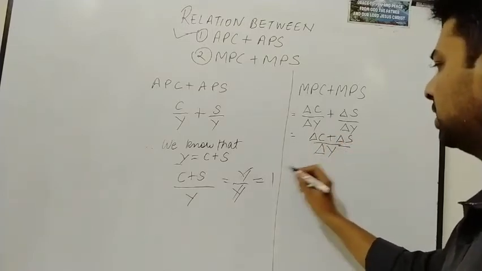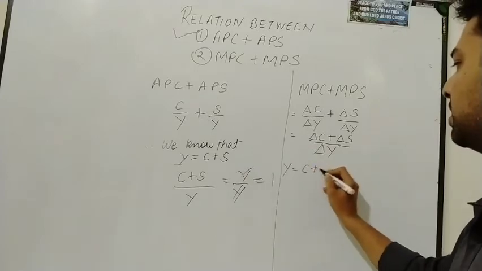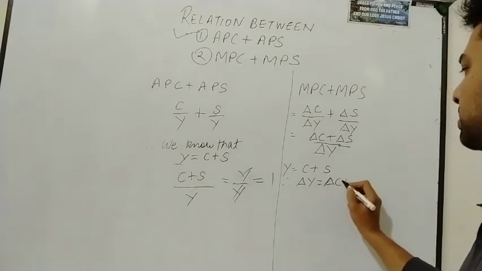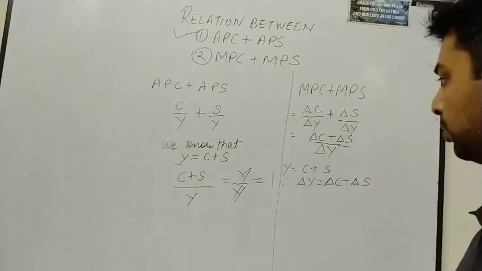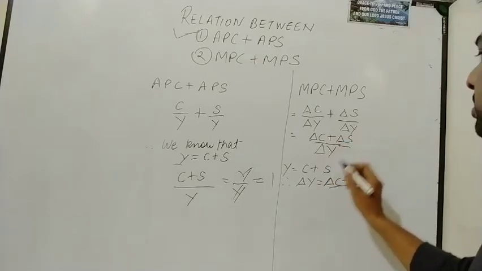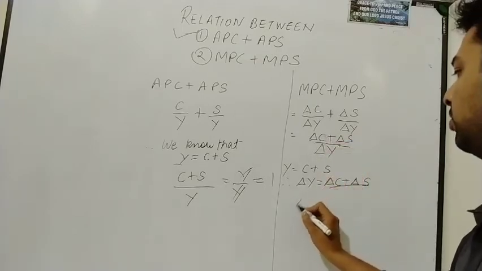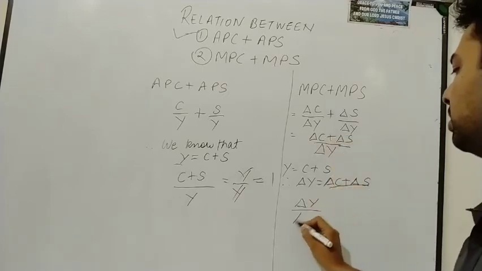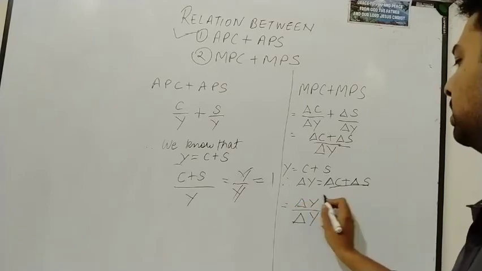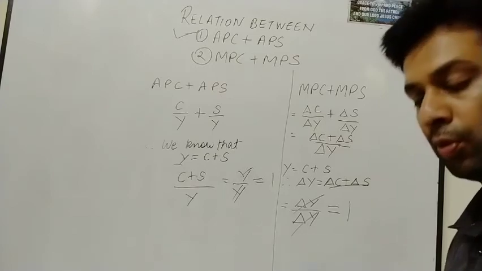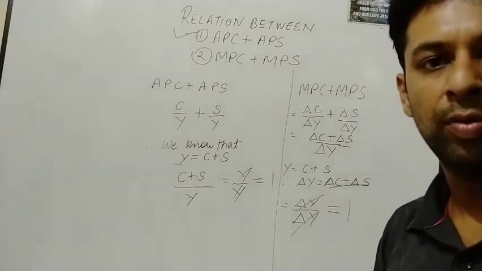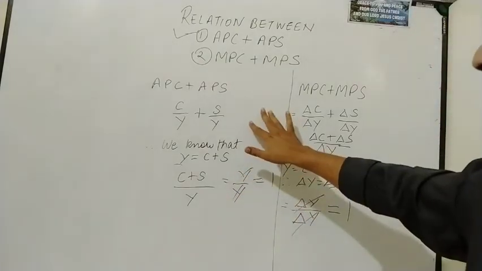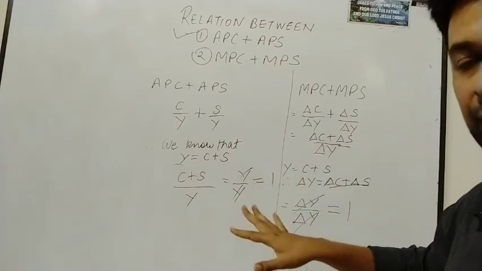We know that Y is equal to C plus S. Therefore, can we say that delta Y is equal to delta C plus delta S? This can also be true. So for delta C plus delta S, we put delta Y here. So it will be delta Y divided by delta Y, cancel it out, it will be 1. Hence proved that the total of APC and APS is equal to 1, and the total of MPC and MPS is also equal to 1. This is the relationship between the two. Just note it down.